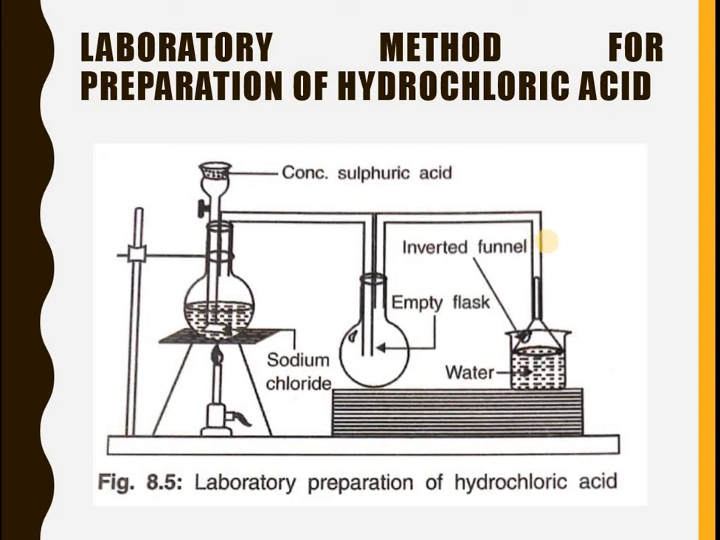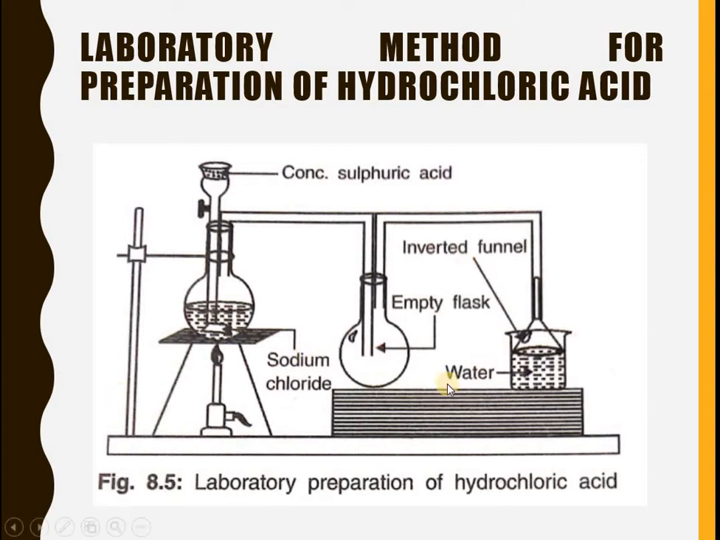Now there is a laboratory method for preparation of hydrochloric acid. The aqueous solution of hydrogen chloride gas is known as hydrochloric acid. This is prepared by dissolving hydrogen chloride gas in water. The gas is passed into water until no more gas is absorbed. The product is concentrated and contains about 36% hydrogen chloride by mass in the whole solution.